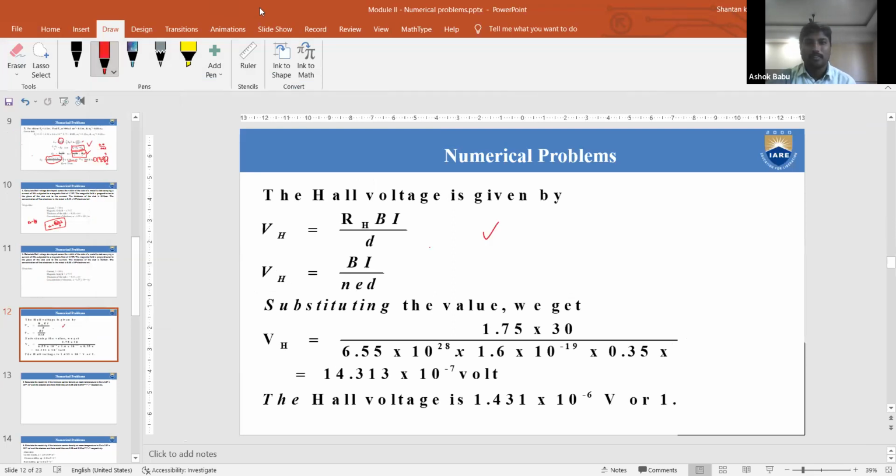Is it clear, Amma? Sir, where is the RH value, sir? So RH equals 1 by n into E. Instead of RH, I have taken here 1 by n into E, because you know the formula RH equals 1 by n into E. Sorry, one second. The actual formula will be RH into capital B into I by small d. But RH is not given directly. The number of electrons is given, so using the formula RH equals 1 by n into E, I find RH. Number of electrons and charge of the electron, that's why I have taken n into E. In place of RH, 1 by n into E, so in the denominator, instead of RH, I have taken n into E into d: capital B into I divided by n into E into d. Is it clear?